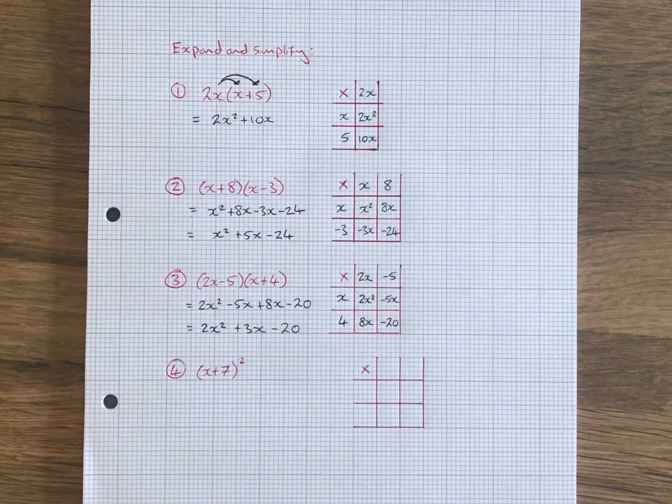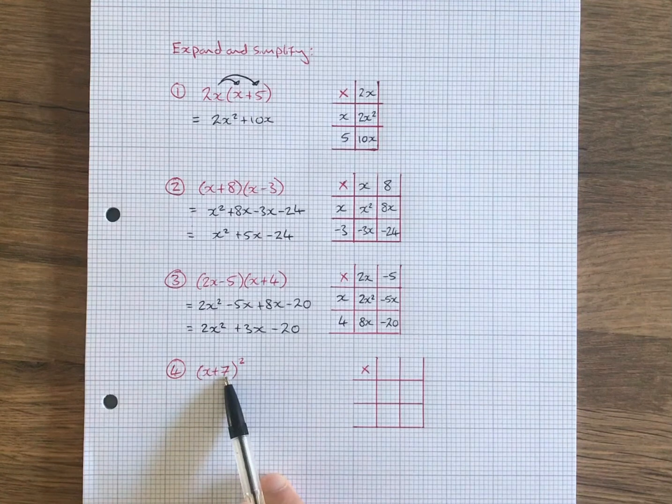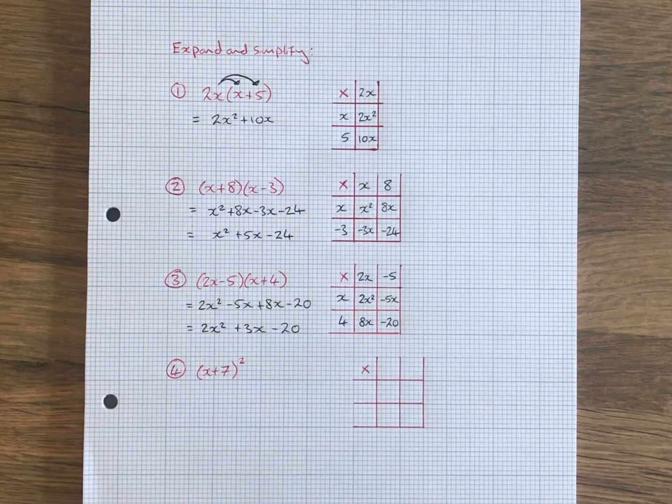Okay, and for the final one, this looks a little bit different, and there are quite a few common misconceptions around how we would do this. One of those being that we could just square x and square 7, which doesn't work and won't give us the correct answer. The grid method is a really useful way of working at this kind of question especially, to make sure we don't miss out any terms.